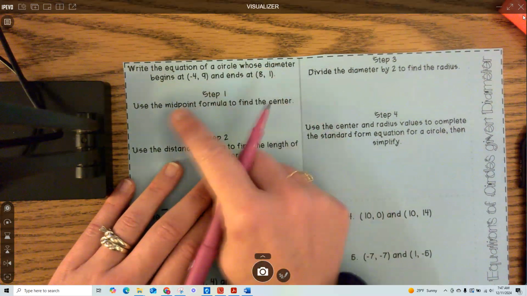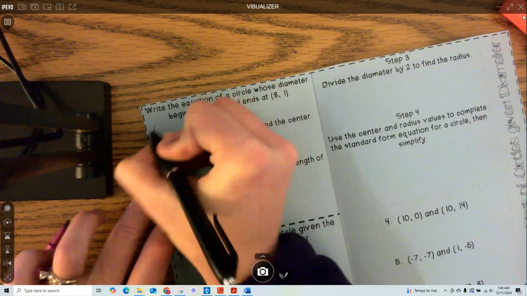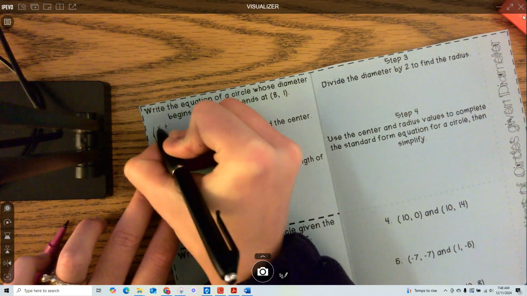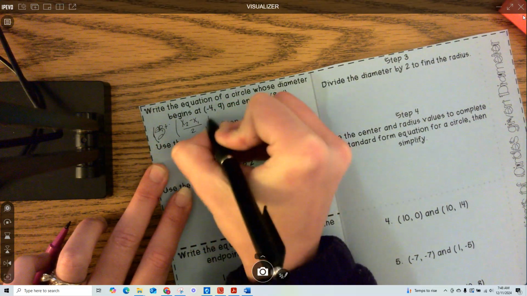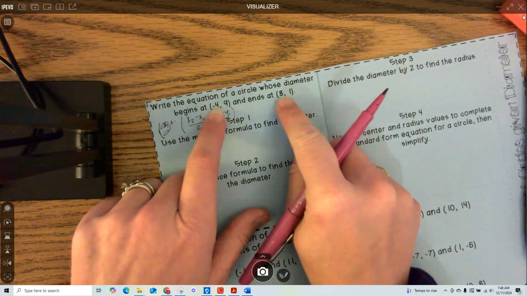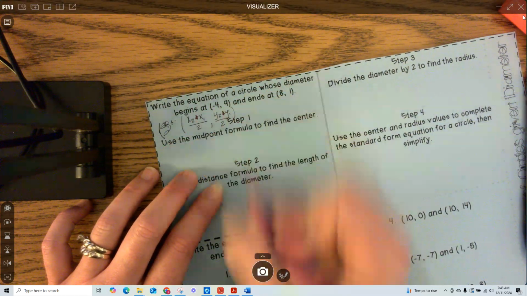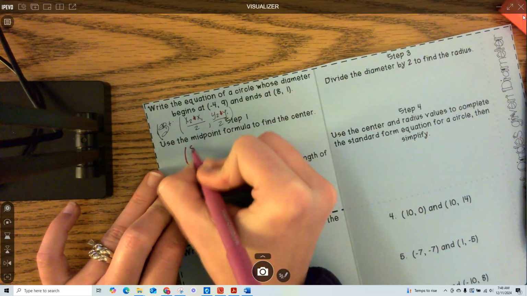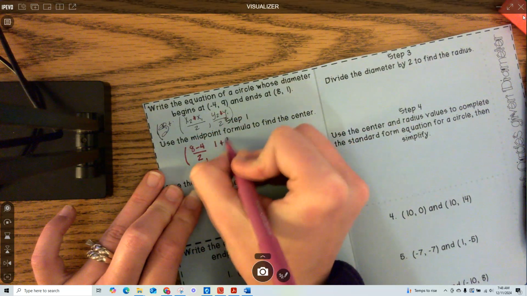That's the diameter. So we're going to use the midpoint formula: x1 plus x2 over 2, comma, y1 plus y2 over 2. So our x's: 8 plus -4 is just 8 minus 4. And the y's: 1 plus 9.